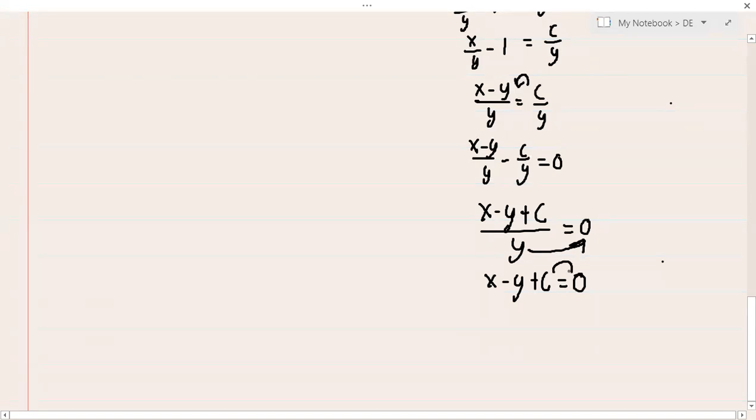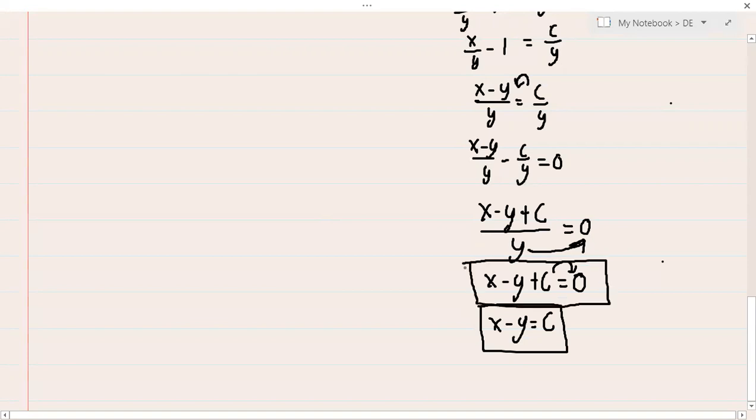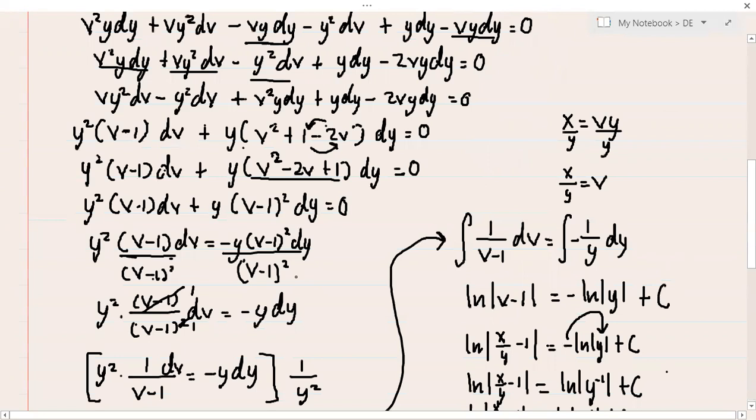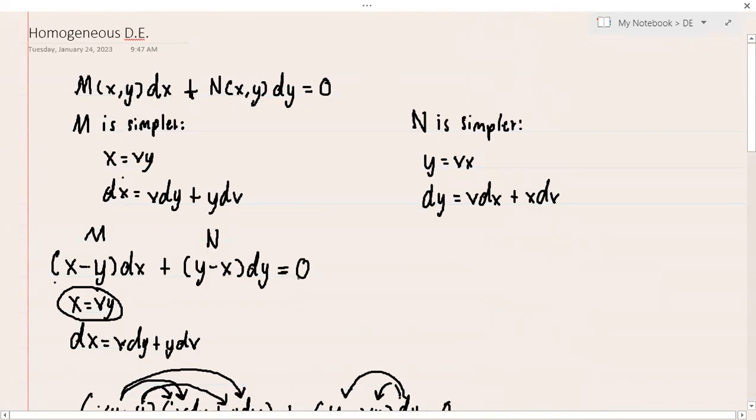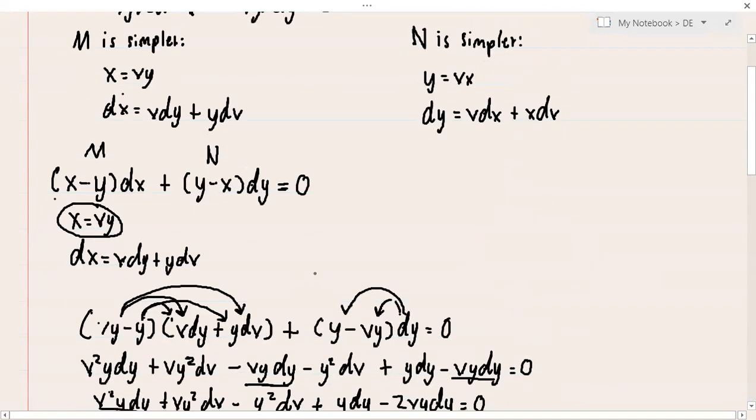Or you can just transpose c on the other side. So magiging x minus y is equal to c. O di ba? That's it. That's the final answer. Okay? So, yeah. Ito na yung most simplified answer ko. So, yun ang gagawin nyo if and only if the given first order differential equation is homogeneous. Okay? Kung homogeneous lang siya, ha? Alright? Let's have one more example.